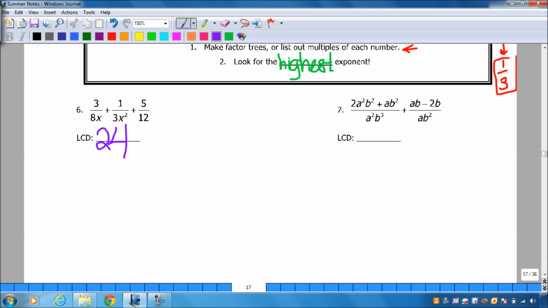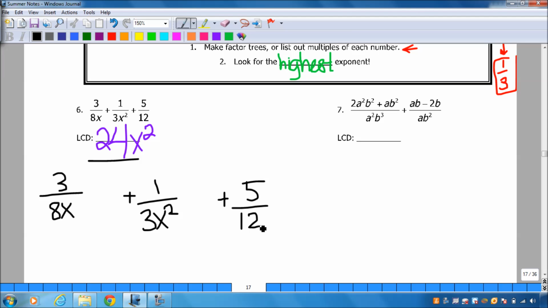And then we're going to look and see what is the highest exponent. I've got x to the first, x to the second, and no x's at all. So my highest exponent would be x to the second power. So now I have to go through and change all of my fractions so that they all have a denominator of 24x squared. So basically, I just have to figure out what is missing from each fraction, all right? So I'm going to rewrite this a little bit so you can see it better. I'm going to leave some space in between so that I can actually do my changing.